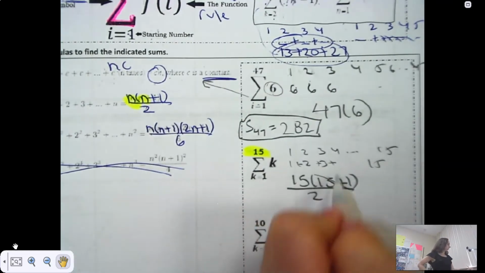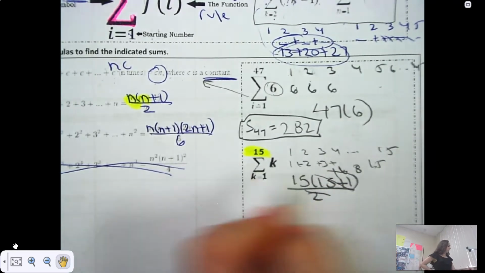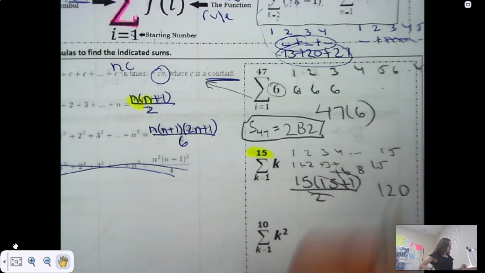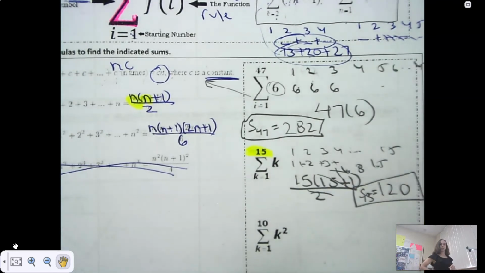15 plus 1 is 16, divided by 2 is 8. 15 times 8 is 30 times 4, which is 120. So the sum of the first 15 numbers in this sequence or series is 120.